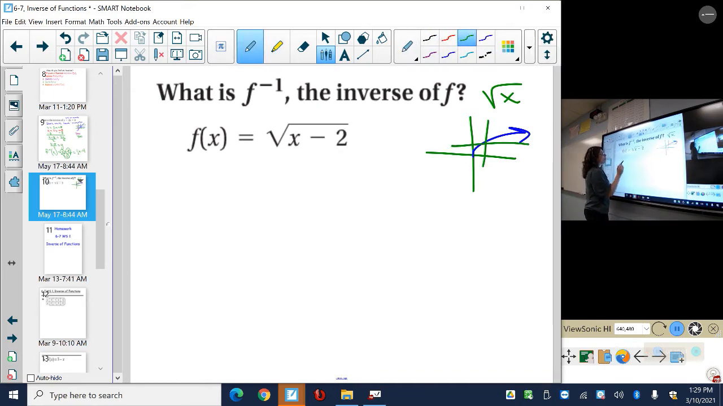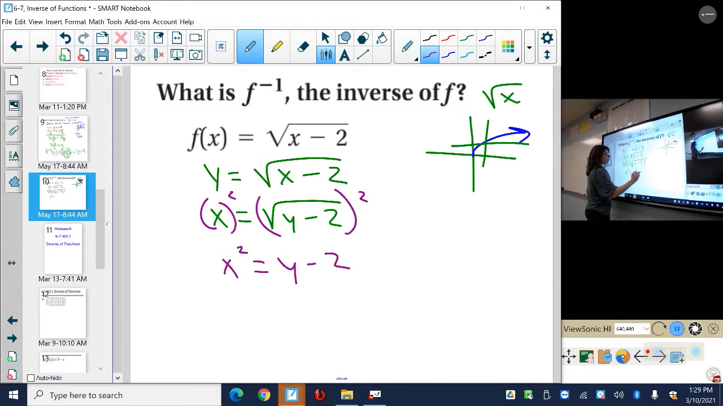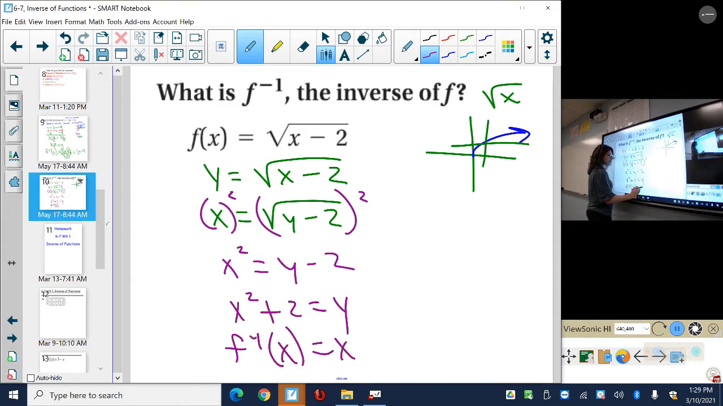So how do I go about this? Replace f of x with y. Swap out x and y. Now solve for y. How do I get rid of the square root? You square both sides. X squared is equal to y minus 2. X squared plus 2 is equal to y. So f inverse of x is equal to x squared plus 2.